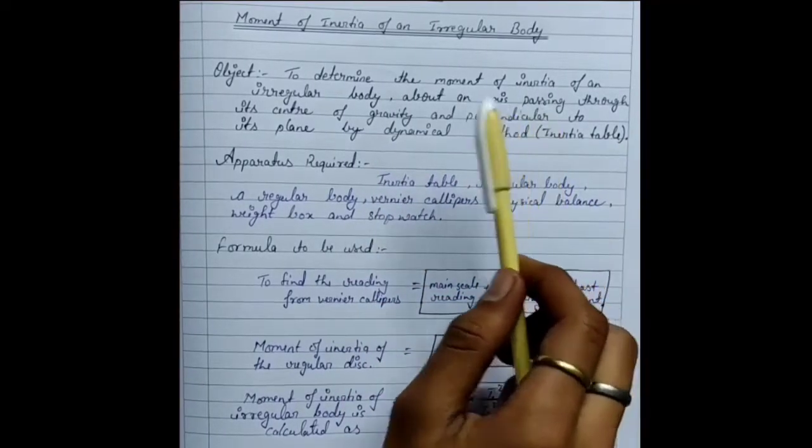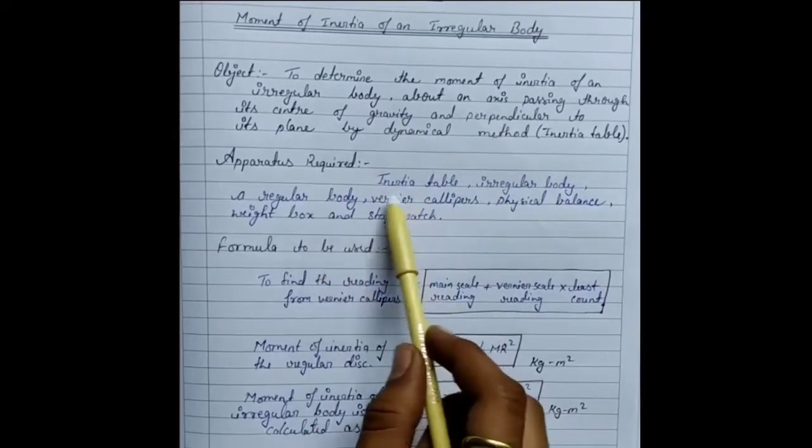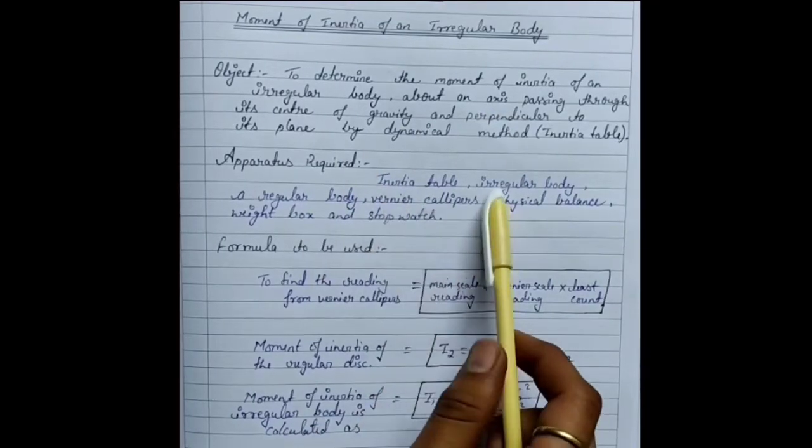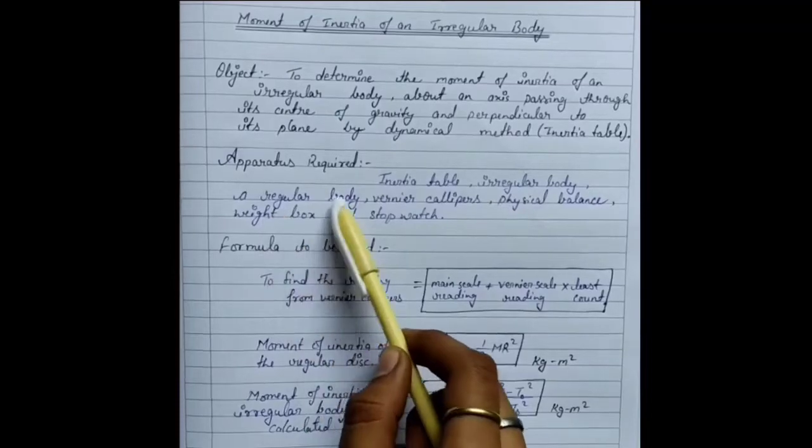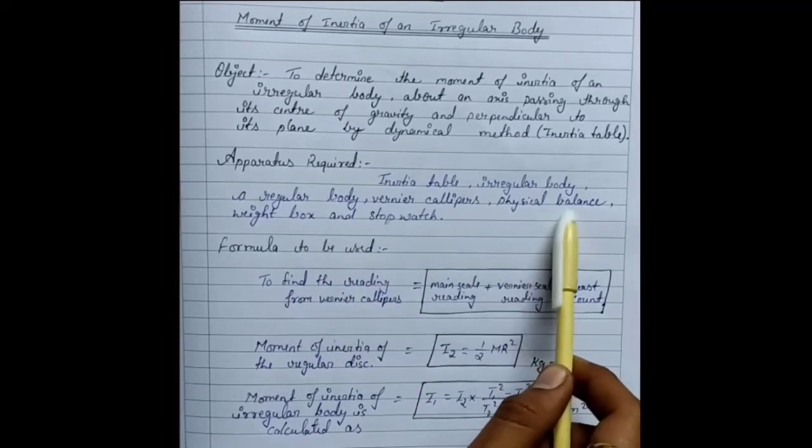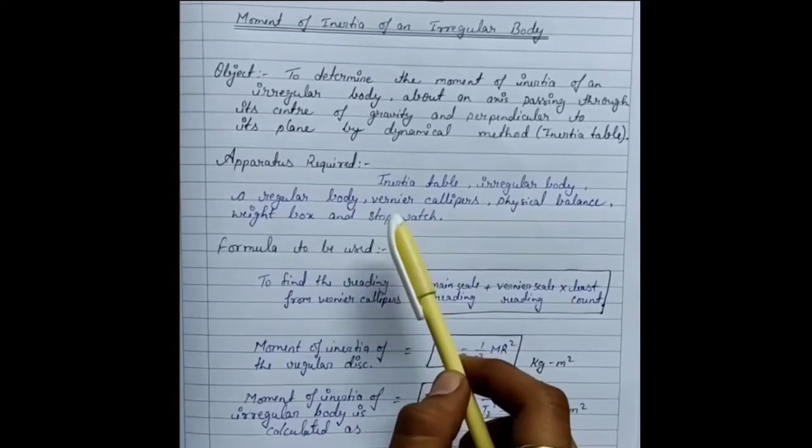So the apparatus which is going to be required for us is inertia table, irregular body, a regular body, vernier calipers, physical balance, weight box, and a stopwatch.